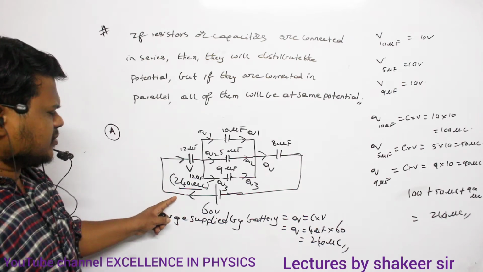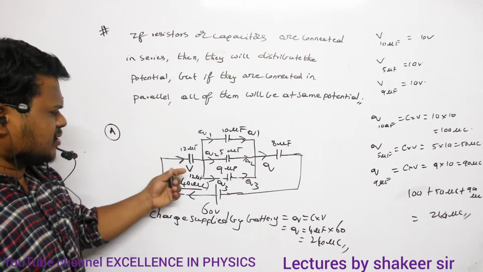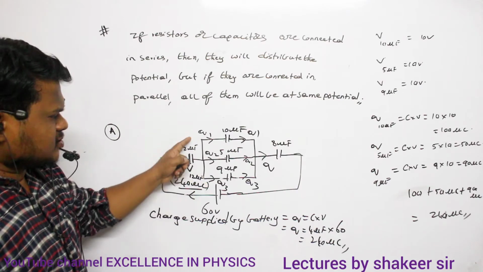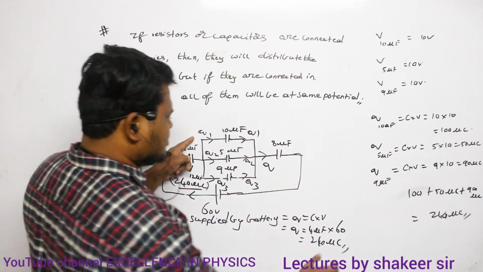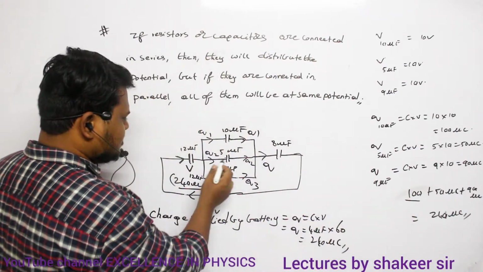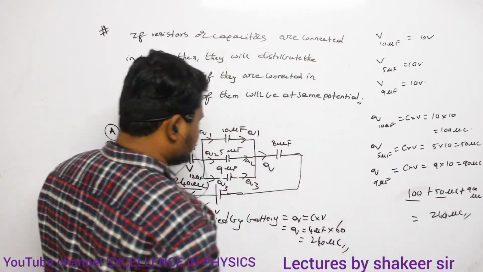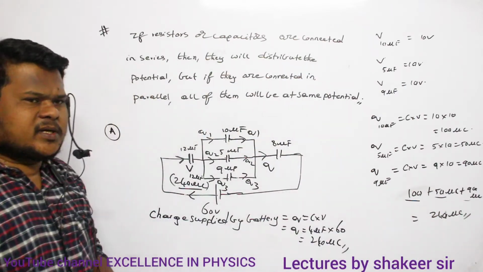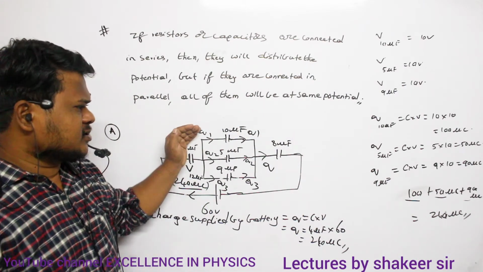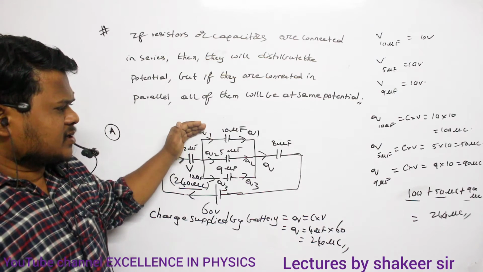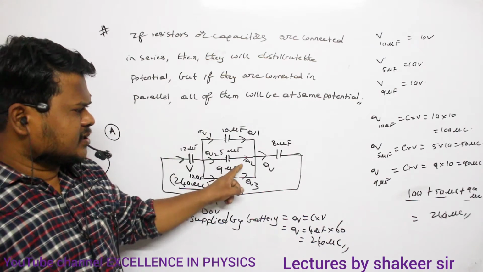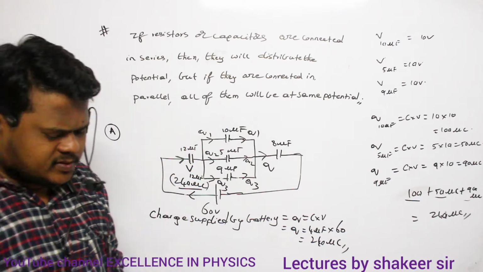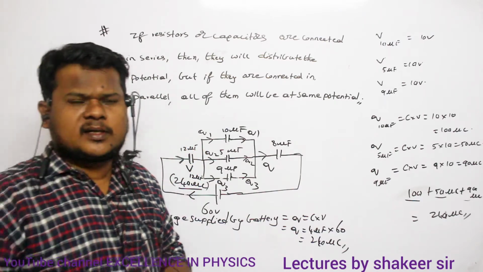So this 240 microcoulombs, total charge, it will enter into this network. Then it will get divided into 3 branches. So what is the charge present here? Charge present here is 100. Charge present in the second branch is 50. Charge present in the third branch is 90. So if you add them, again it should be equal to 240. So these 100, 50 and 90 will enter into the 8 microfarads capacitor. So this is how we should understand the distribution of potential and charges.